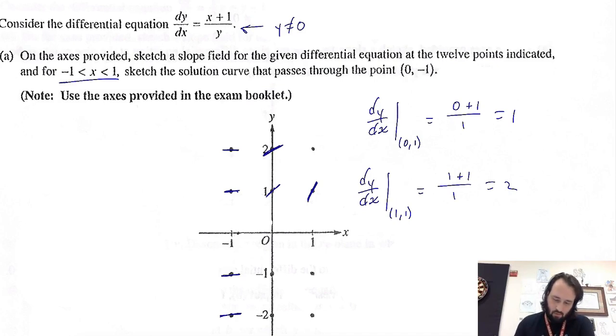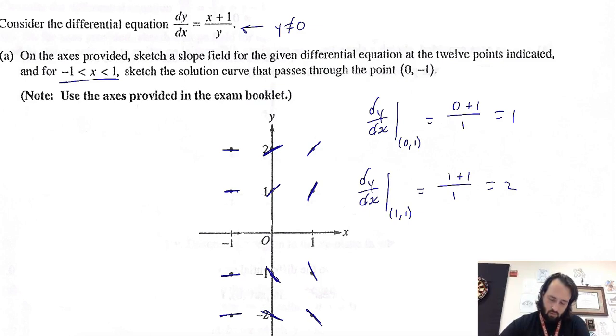If y is -1, then I have a slope of -1, just going straight down here. If y is -2, then I have a slope of -1/2. So I have something like that. And let's see, if x is 1 and y is 2, that's 2 over 2, which would be a slope of 1. If x is 1 and y is negative 1, that is negative 2.